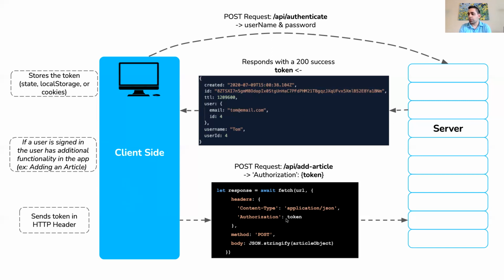So when we're passing our data for adding an article, we have to add a new value. Here, we're going to add authorization and pass that token value. Again, this token value is this ID that was passed back. And so since we passed this token out, the server is actually looking for this token.